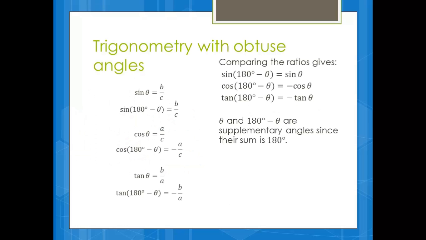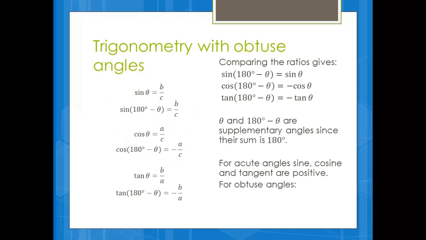From this we can see that the trigonometric ratios for acute angles are positive. For the trigonometric ratios for obtuse angles, sine is positive, while the cosine and tangent ratios are both negative.